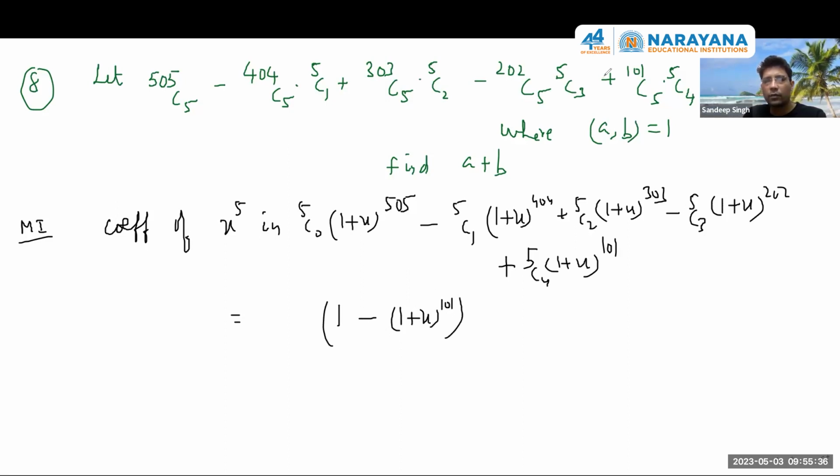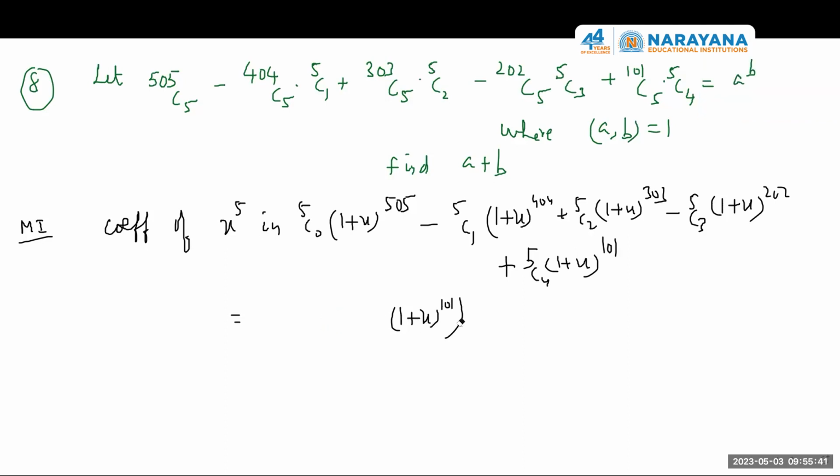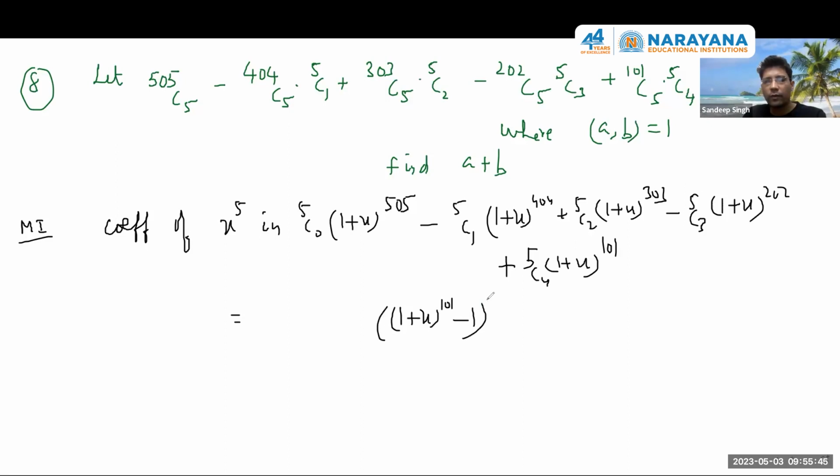Or I think the reverse way, no? This minus 1, I think. This minus 1, this power whole power 5. Right? Yeah. So this power minus 5c1 and so on. And the last term is missing, but that does not matter. That is going to be minus 1 only. Coefficient of x power 5 in this. So the last term is going to be minus 1 only.